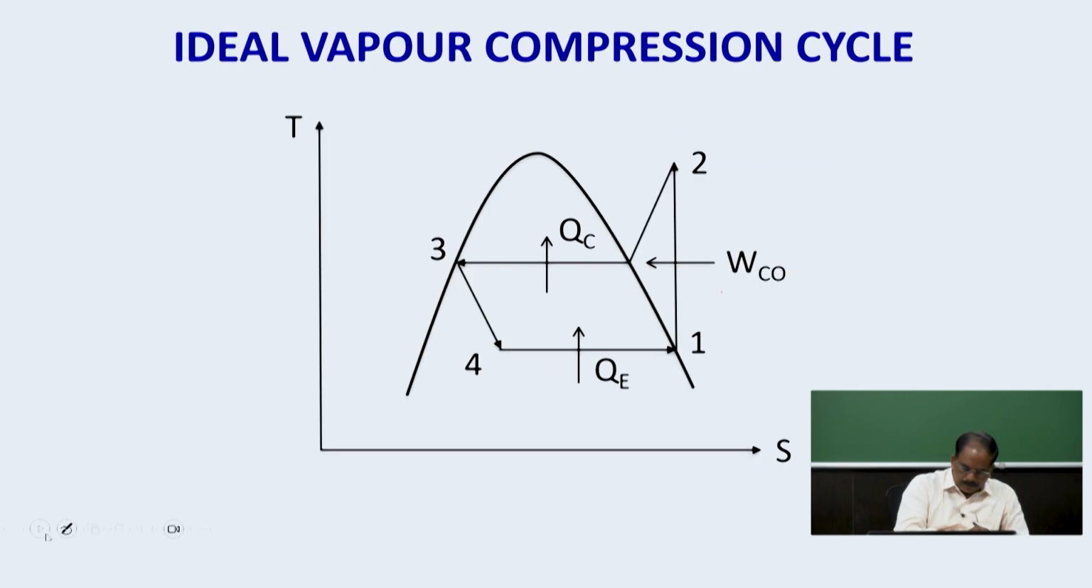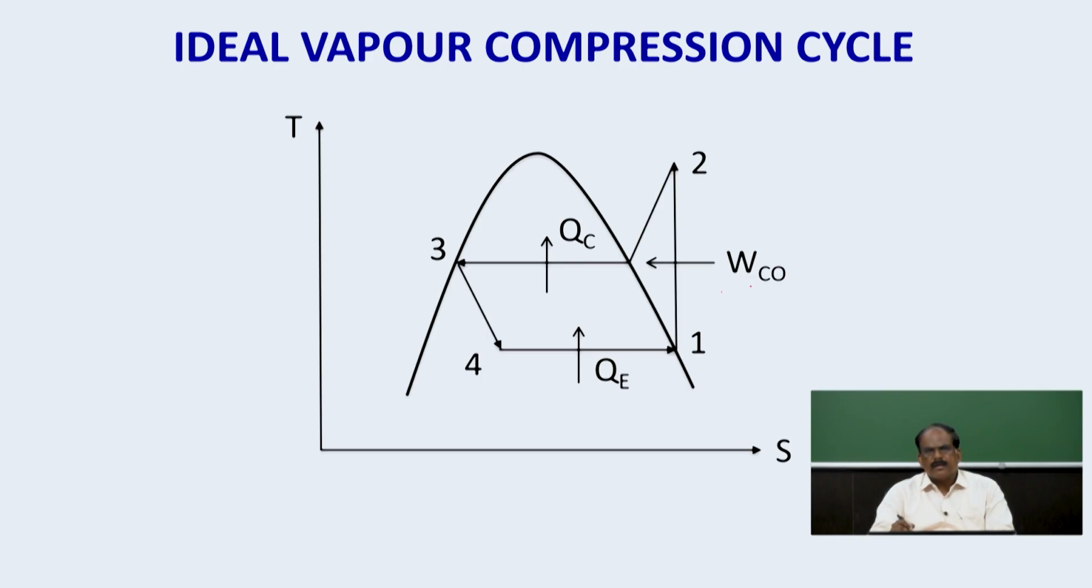If you see the diagram, 1 to 2 is isentropic compression, then 2 to 3, from here the condensation starts, then 3 to 4 is the throttling process, and 4 to 1 is the isothermal evaporation process, the heat addition process. So, there are two heat transfer quantities. One is QE, the amount of heat absorbed by the refrigerant from the substance, and QC, the amount of heat rejected during the condensation process.